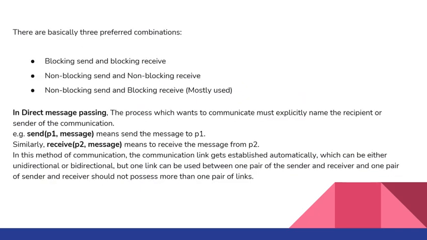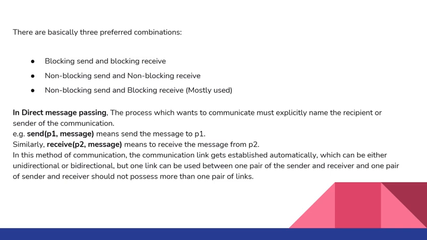There are basically three preferred combinations: blocking send and blocking receive, non-blocking send and non-blocking receive, non-blocking send and blocking receive. In direct message passing, the processes which want to communicate must explicitly name the recipient or sender of the communication. Example: send(P1, message) means send the message to P1.